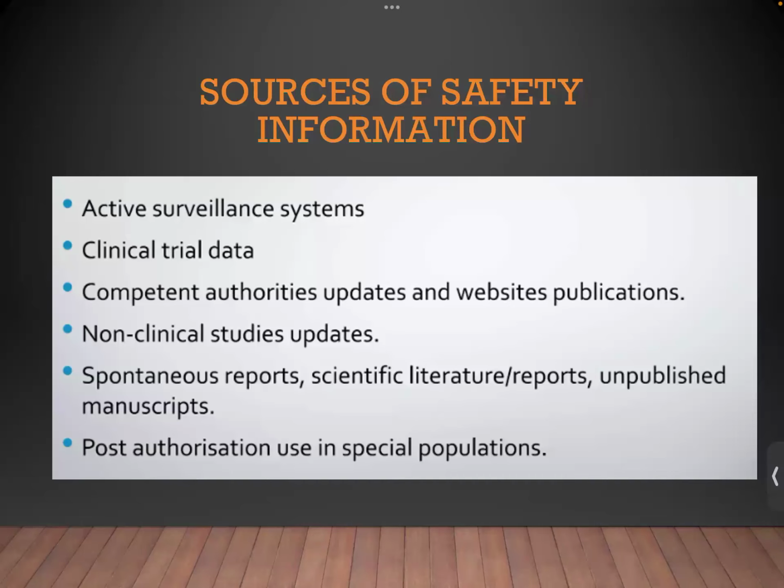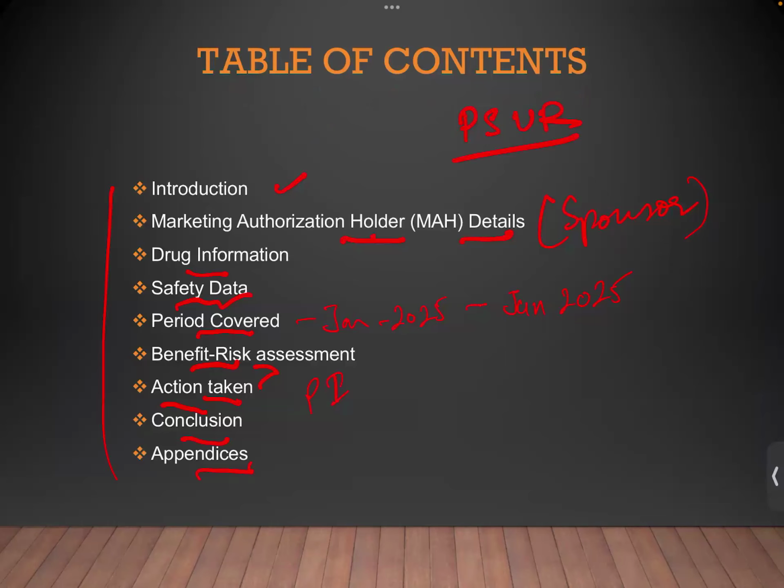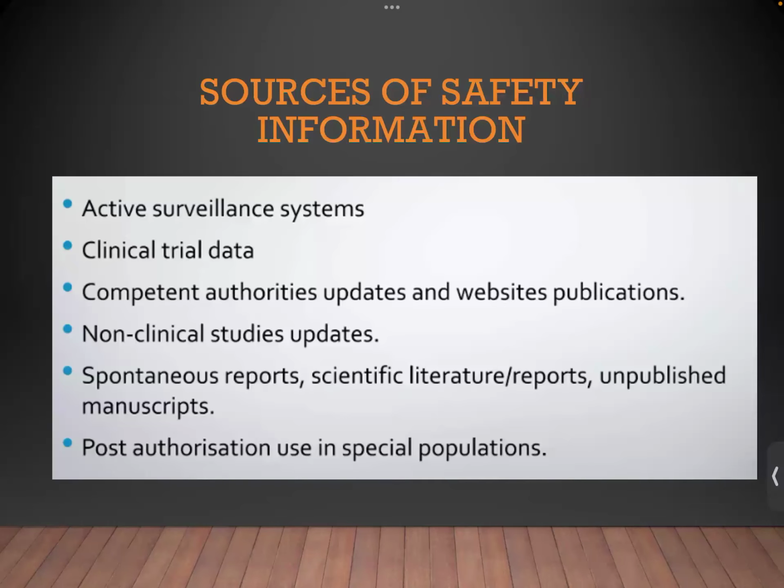Okay. Now you can ask, ma'am, where does this whole information come from? It is from your pharmacovigilance systems, your active surveillance pharmacovigilance systems, your clinical trial data, maybe phase 4 studies going on, for example post-marketing surveillance studies, right? Competent authority updates, website publications. Maybe some doctor was prescribing this drug, like your thalidomide. They published a paper that you also have to consider.